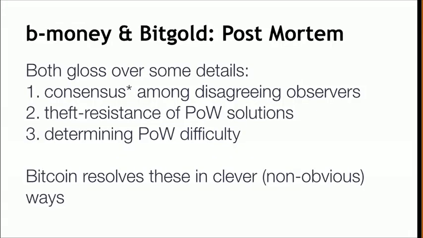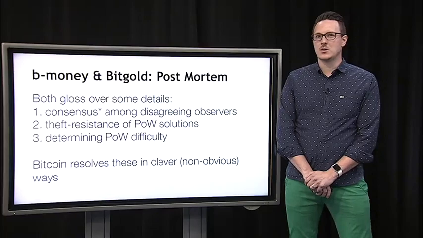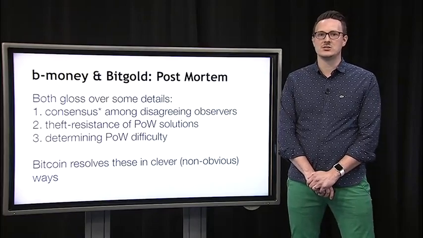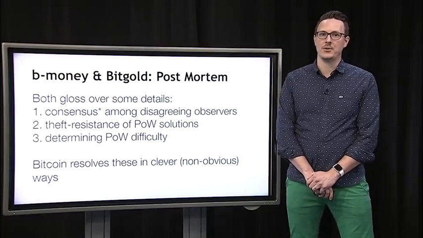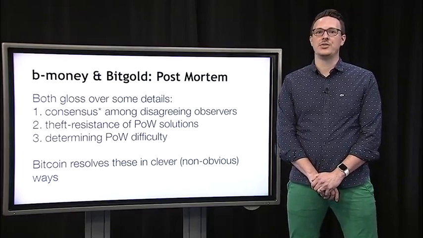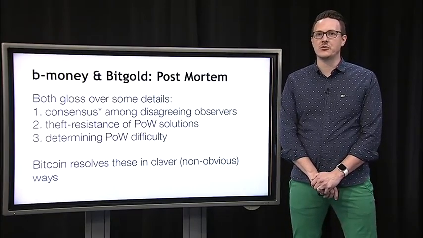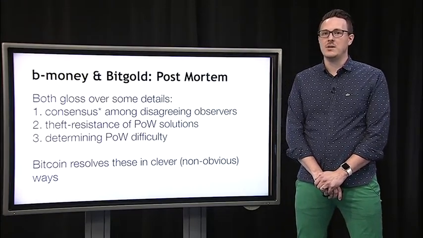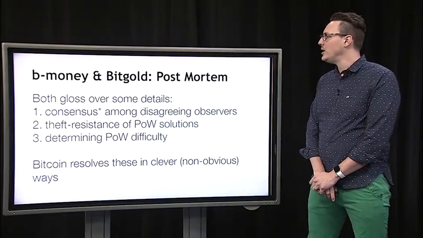B-Money and Bit Gold never took off. Both of them were just proposed. In B-Money's case, it was on a mailing list. In Bit Gold, it was across a series of blog posts. Neither of them were implemented directly. And because they were blog posts and not full specifications, not as detailed as, for example, the Bitcoin white paper, and there was no code to go along with it, the blog posts sort of gloss over a couple of issues that may be solvable, may not be solvable.